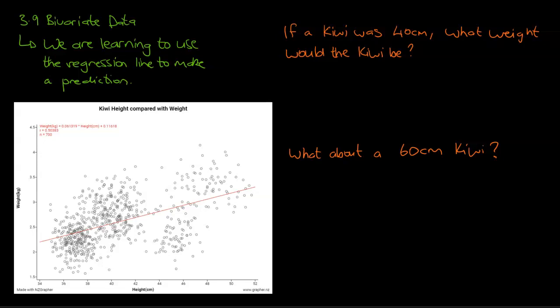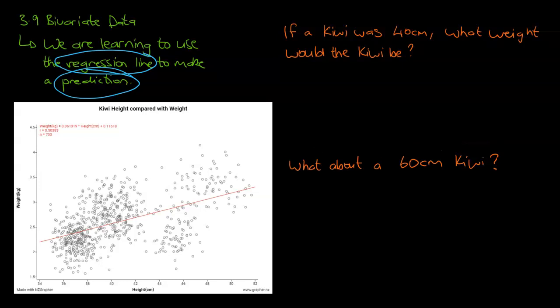Hey everybody, Mr. Bowman here, another video for us on 3.9 bivariate data, and in this video we're continuing with the regression line theme that we had in the previous video. This time around we're doing another skill using that regression line to make a prediction. So in the video we're going to look at kiwi height again, and you can see the kiwi height stuff there, and we're also going to look at some marathon data as well.